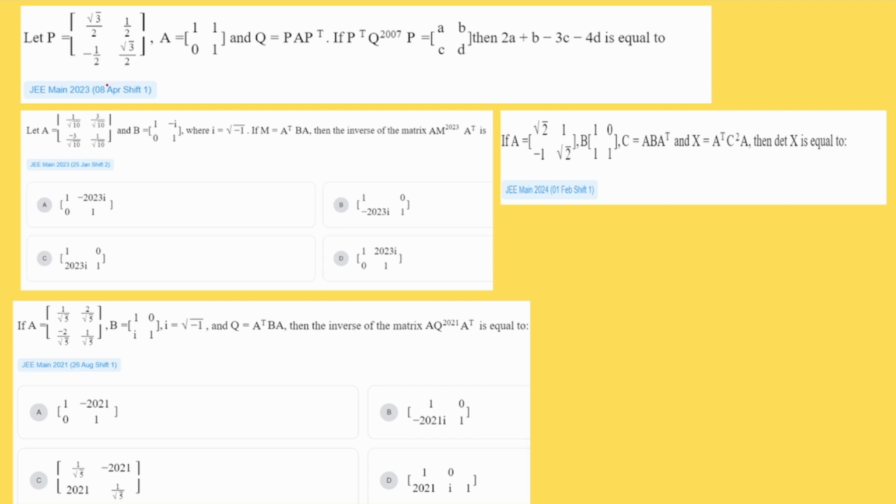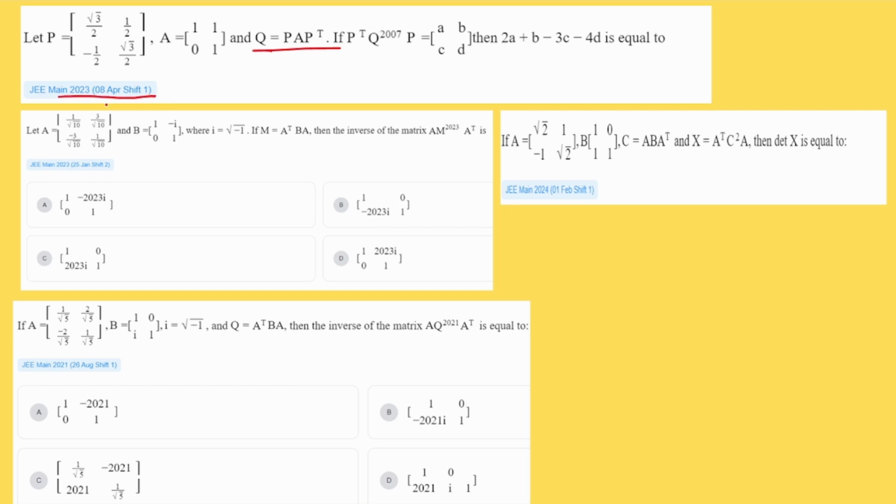So in this question over here, they're given matrix P, then A, then they have given this particular thing. Make sure you note this. And they have asked us to find the value of this matrix, right? P transpose Q raised to 2007, P equals A, B, C, D is the matrix. And you don't have to find the matrix. I mean, you have to find the matrix, but then you won't get the answer. The further question is then find what is 2a plus b minus 3c minus 4d, right? You need to find a, b, c, d values, then substitute over here, they will get a value, right? 2023, 8th of April, shift 1.